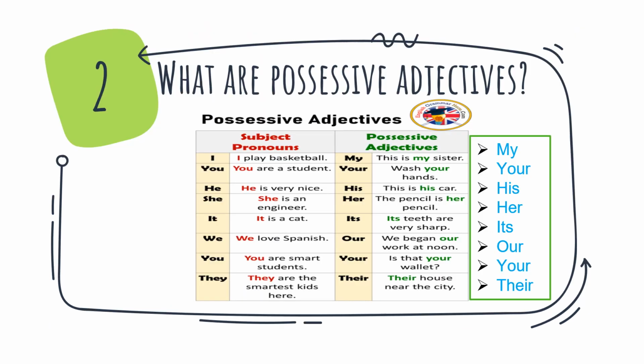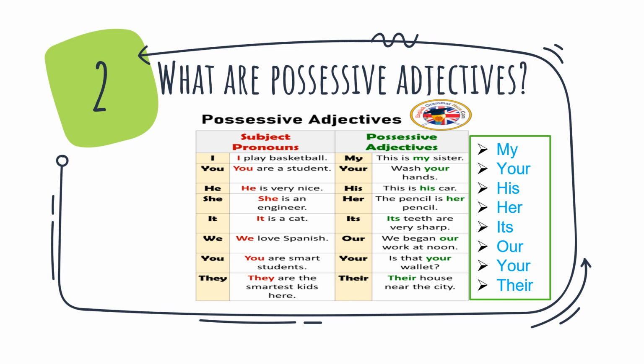Okay, now let's move on. For the second part of our lesson today, we are going to see what possessive adjectives are. Just now we have learned about subject pronouns. There are a few subject pronouns that we have learned: I, you, he, she, it, we, you, they.